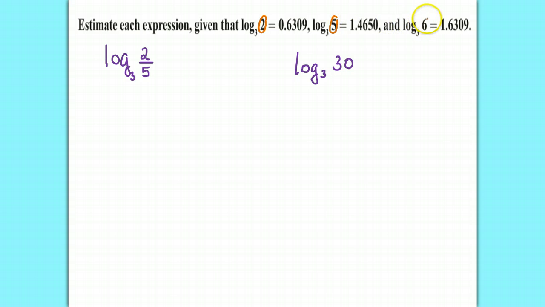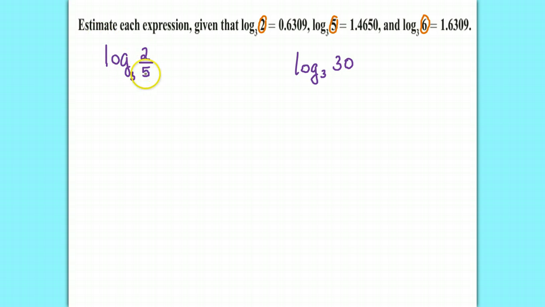We want to expand these logarithms to where they are written with a log base 3 of 2, or a log base 3 of 5, or a log base 3 of 6 in them. And what that will let us do, if we can write this as log base 3 of 2, at least part of it, is substitute in this decimal, and that will allow us to get a decimal for it and get rid of the logarithm.